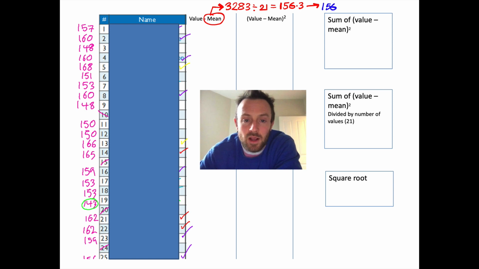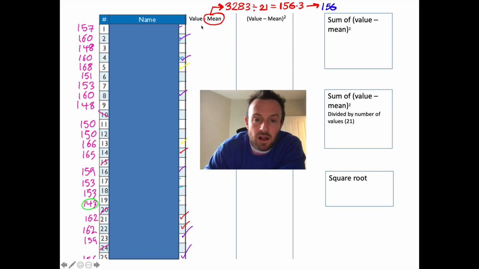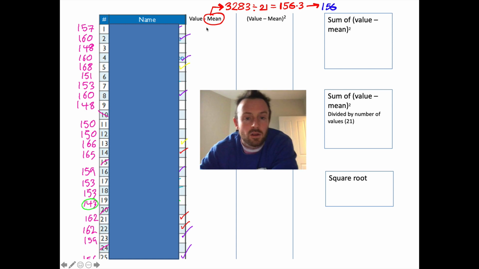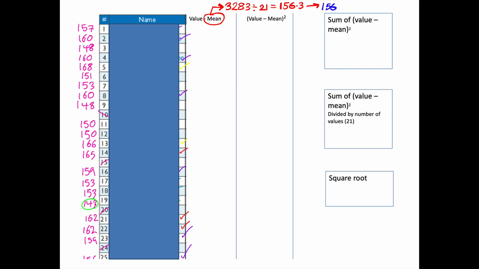Now you're going to work out this column. So what is the value minus the mean? So for student number 1, the student was 157 centimeters tall and the mean was 156. So 157 take away 156 is 1. That's going to be the first value you write down. Pause the video and calculate the rest of this column. Off you go.